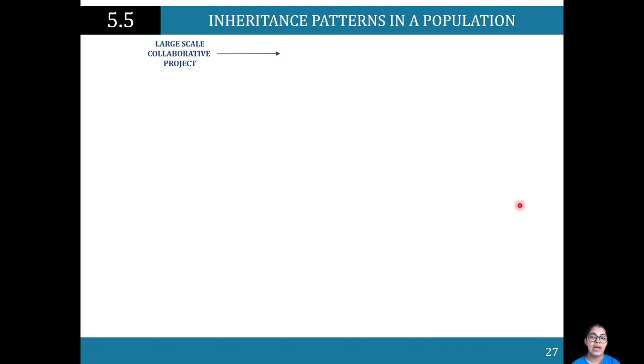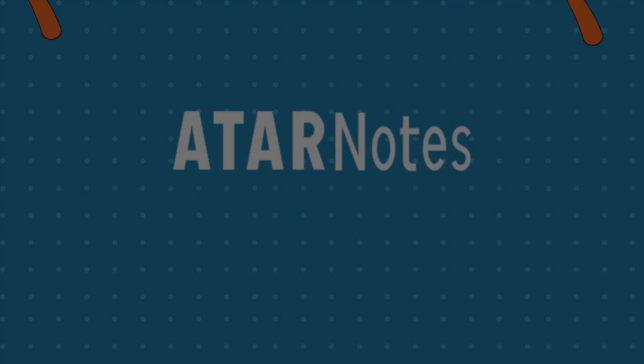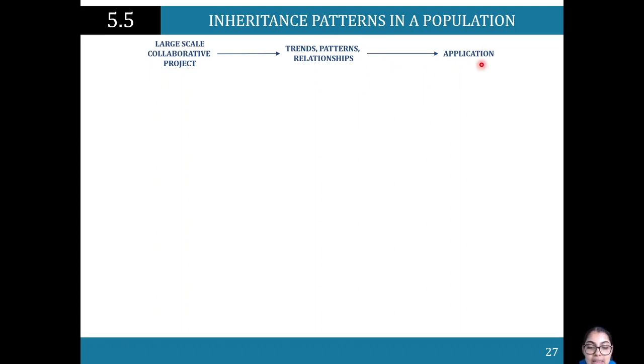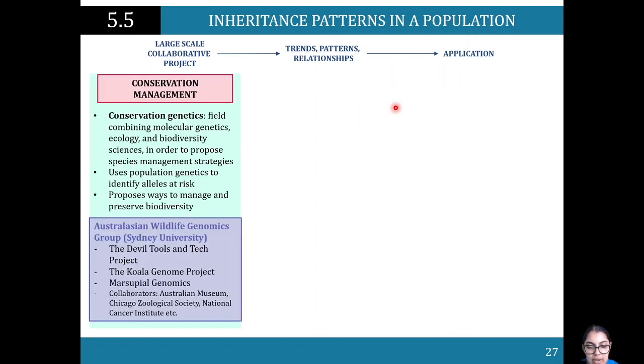Now let's have a look at inheritance patterns. So this is what you're going to do. You're going to look at large-scale collaborative projects. You're going to look at how they have identified trends, patterns, and relationships, and how they have applied that to have outcomes. So essentially, there are three processes that we're going to look at.